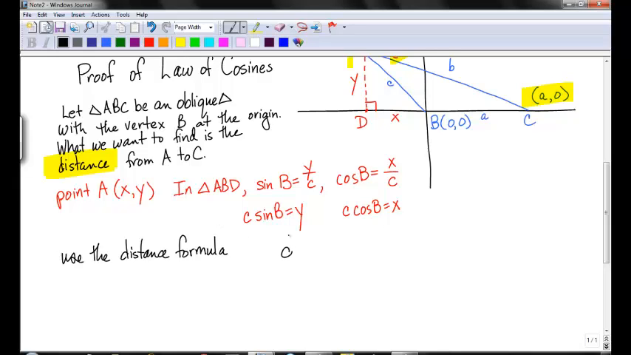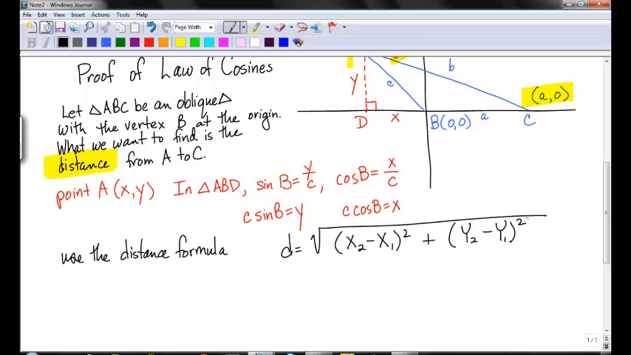Okay, distance equals... Remember, the distance formula is a square root. Extend that radical out. It's x sub 2 minus x sub 1, quantity squared, plus y sub 2 minus y sub 1, quantity squared. Make sure you can read your own handwriting, that those are subscripts and these are exponents. Now we're trying to find the distance, and our distance is actually b.